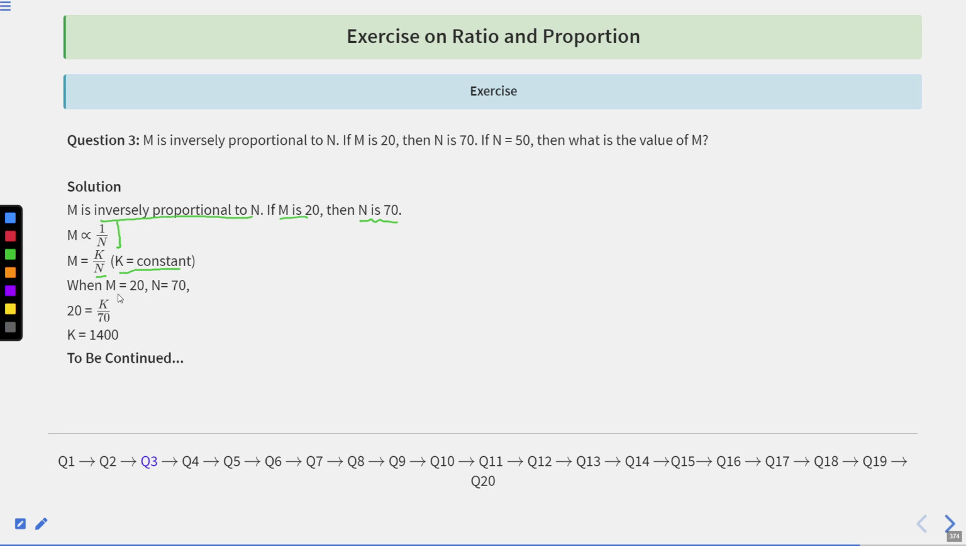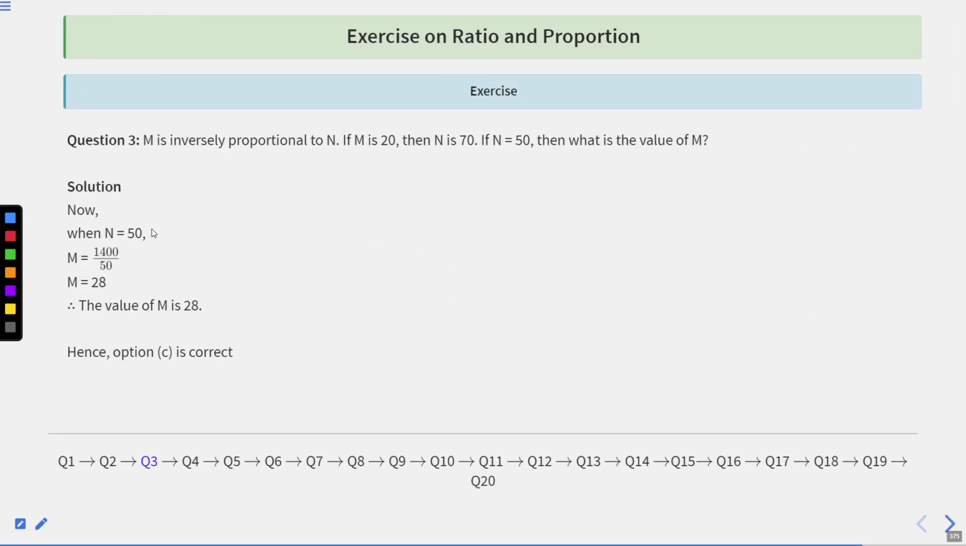So when m equals 20 and n equals 70, we have 20 equal to k upon 70. That means k is equal to 1400. Now we want to find, when n is 50, what is the value of m? Once we have calculated the value of k, we have an exact relation between m and n, and I have to just substitute n equal to 50 to obtain the value of m. So it will be m equal to 1400 upon 50, that is 28. So the value of m will be 28, and the correct option here is option C.